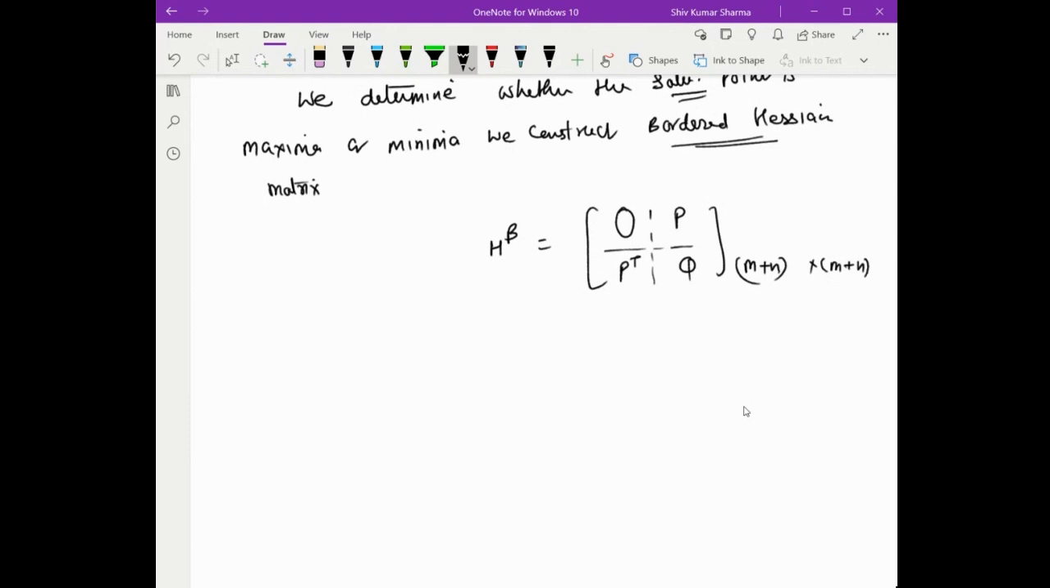I have already mentioned the null matrix is of order m by m. Remember this: null matrix of order m by m, P matrix of order m by n, P transpose of order n by m, and the matrix Q of order n by n.